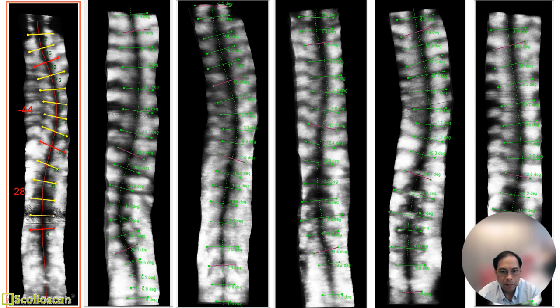We have also developed different methods for automatic measurement. So this is one method. We can see that it automatically detects the lateral information and then automatically gauges the deformity of the spine.